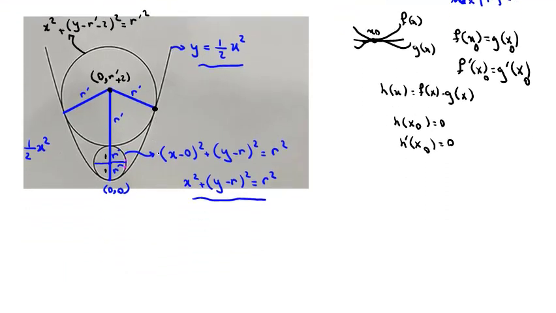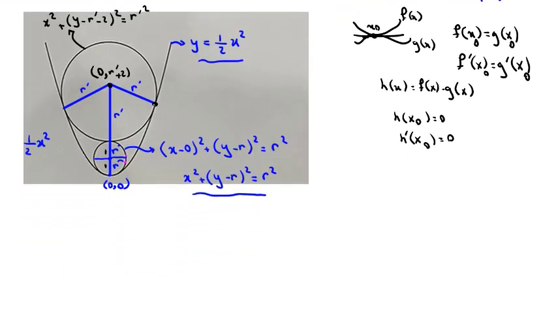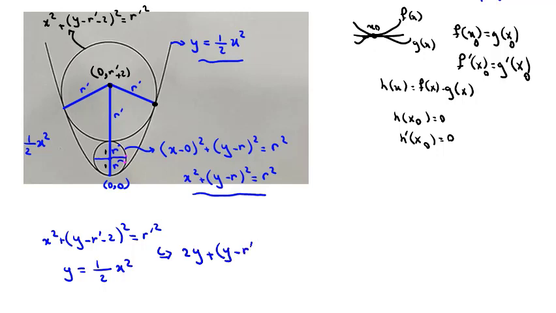Here I write both equations because they are equal and also tangent to each other. So for the circle, I write all of them near to each other: y minus r prime minus 2 squared equal to r prime squared, and y equal to half x squared. So if they are equal to each other, we replace x squared here with 2y. So it will be 2y plus y minus r prime minus 2 squared equal to r prime squared.